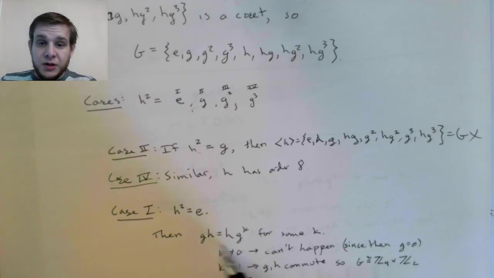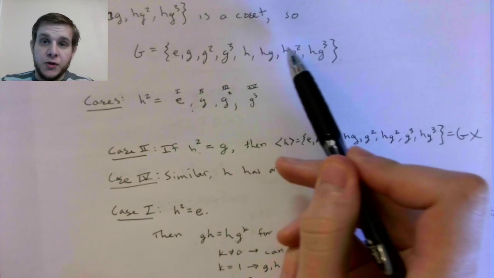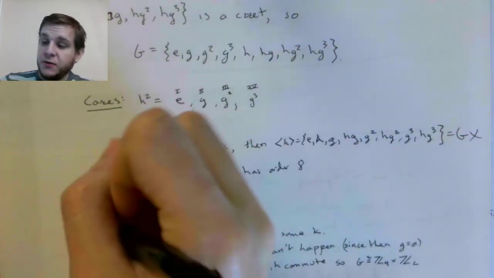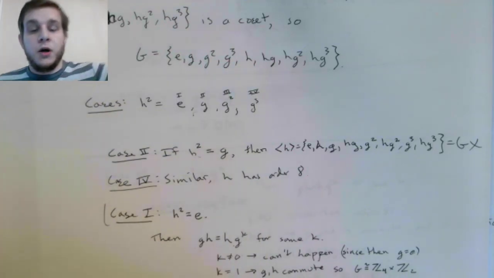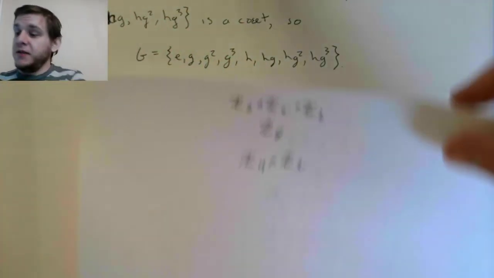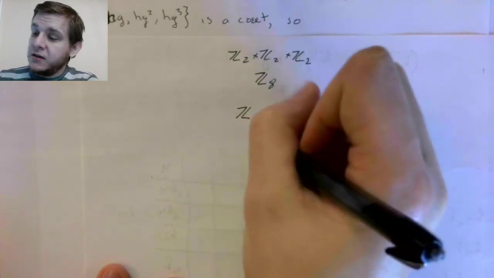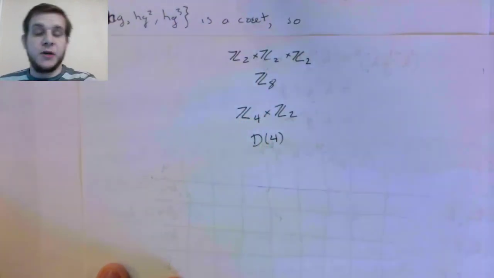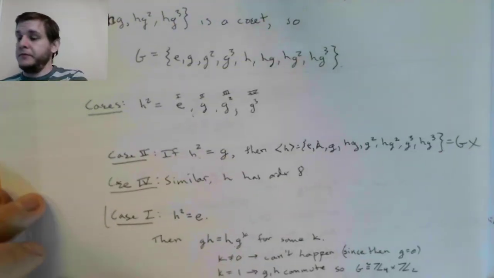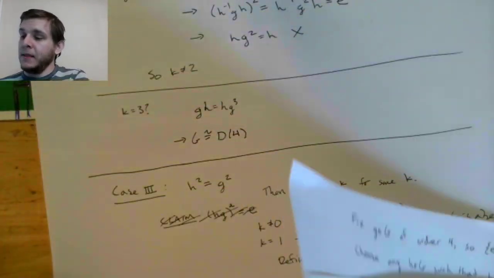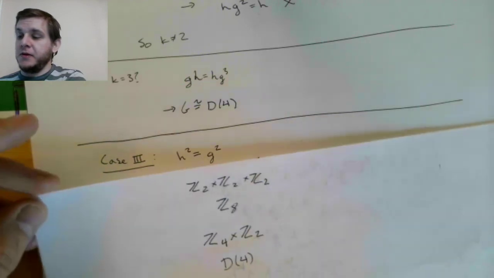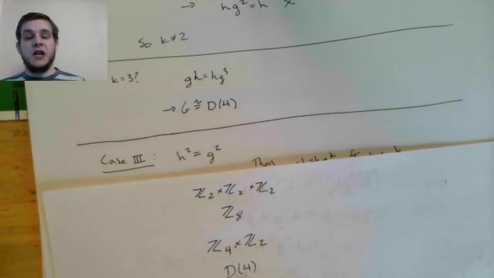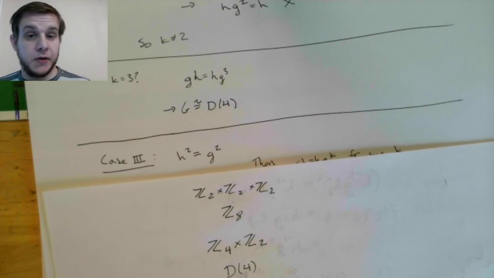We proved that gh has to take this form, and it has to be either 0, 1, 2, or 3. So we've now classified all the groups of the form when h squared is equal to the identity. And so we get D4 as one of my groups of order 8. Okay, so let's move on to the final case. The final case occurs when h squared is equal to g squared.